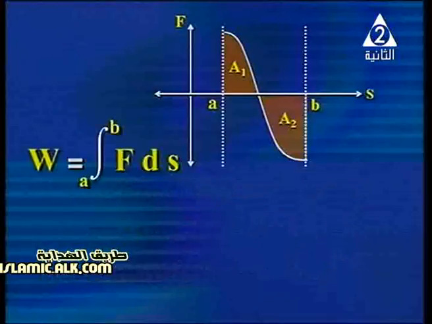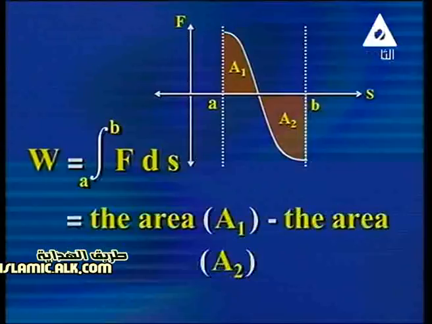Dear student, we can find the work done by the force using W equals the integration from A to B of F ds. By using area, we find the area of A1 and subtract the area of A2. Then we note that the work done by the force from A to B represents the area of the shaded region A1 minus the area of the shaded region A2.